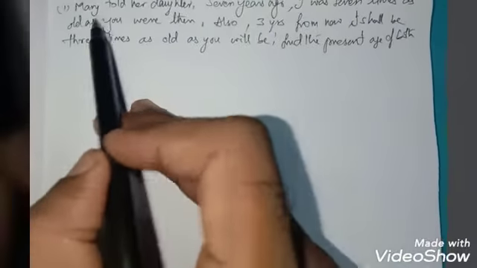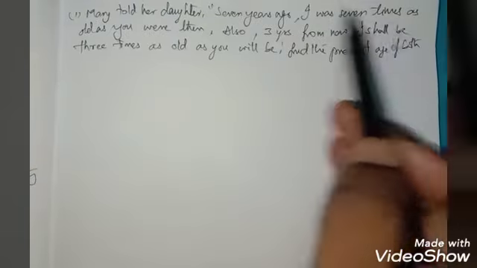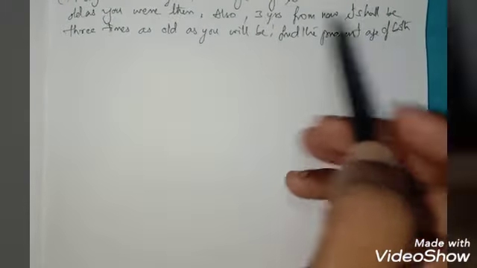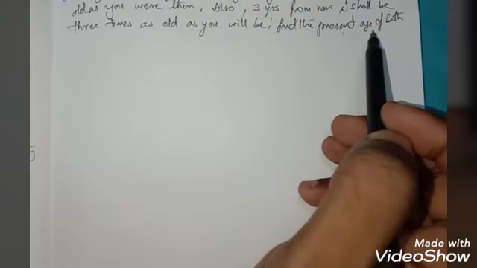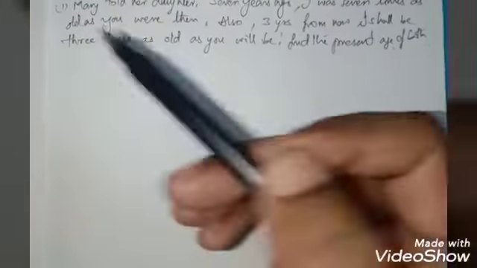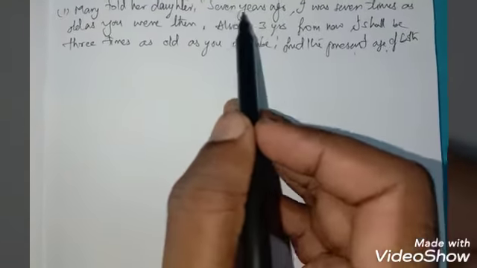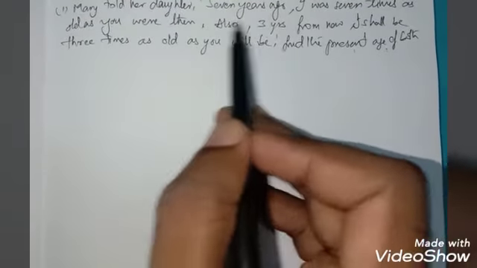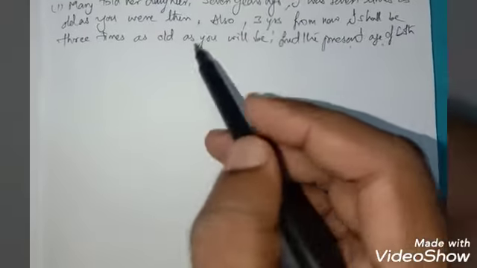Now students, the question is: Mary told her daughter, 7 years ago I was 7 times as old as you were then. Also, 3 years from now I shall be 3 times as old as you will be. Find the present age of both. So sometimes in your question they are not giving direct equations. Here we have to convert these word problems in terms of equations. How to convert these word problems in terms of equations?